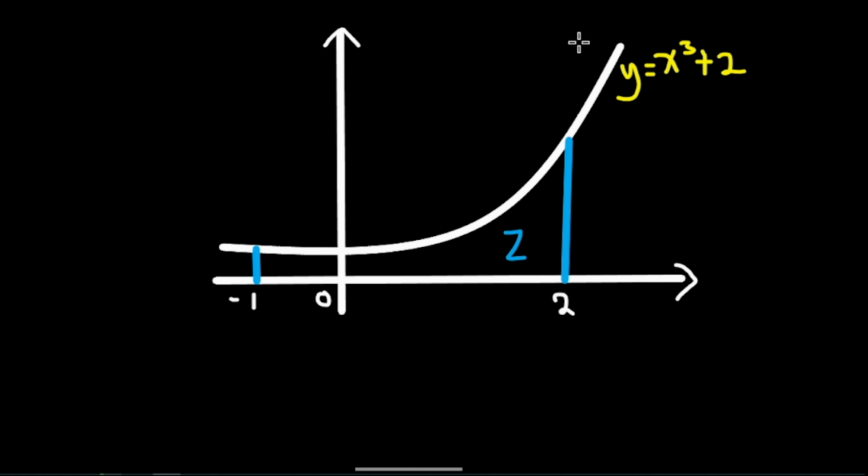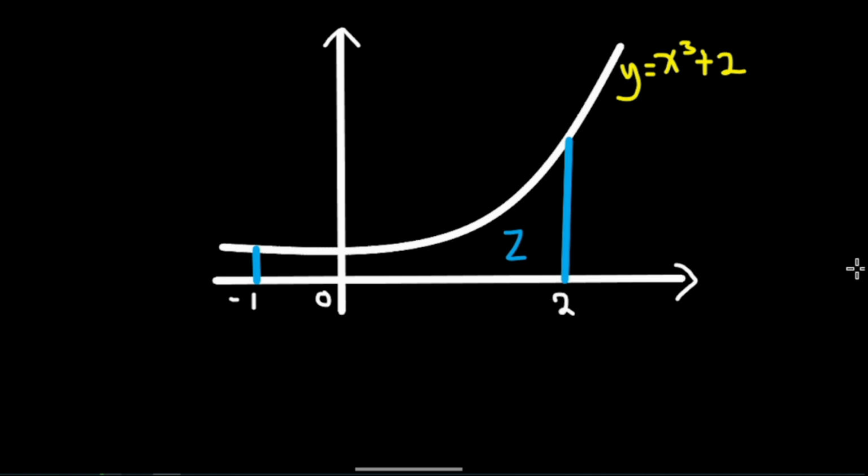So given such an example, we've been told to find the area of the region Z, which is under this curve with the equation y equals x to the power 3 plus 2. And then we've been given the limits of the area that we want to find. This area is between -1 and 2.